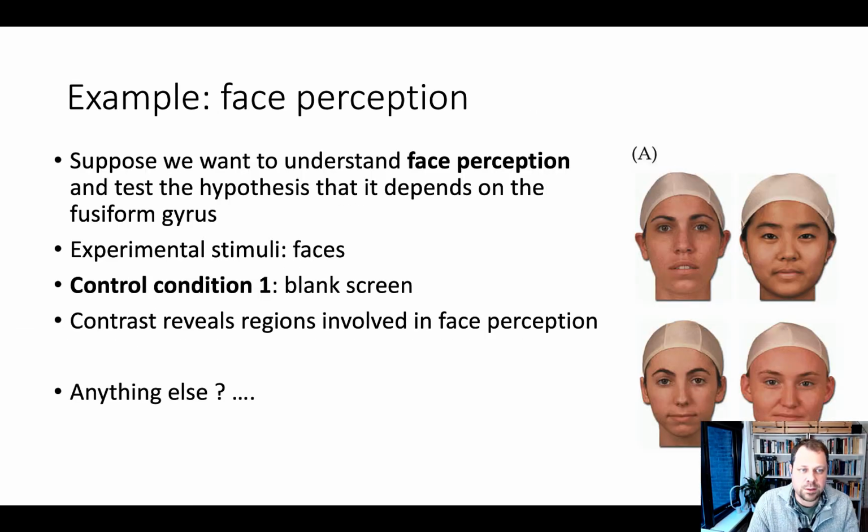Let's consider this other example here, namely face perception, which was studied extensively in the late 90s by Nancy Kanwisher and her colleagues. And the goal here was to try to find a neurobiological basis for face perception. So what are the regions in the brain that are involved in face perception in particular? And this is an interesting question because obviously faces are very important to humans. We see faces all the time. We infer identity from faces.